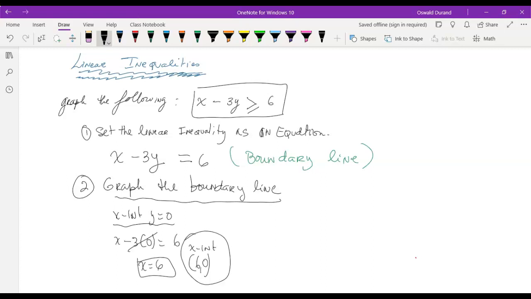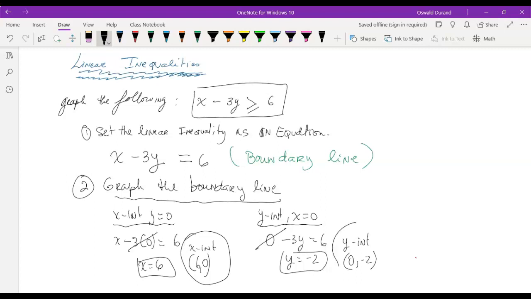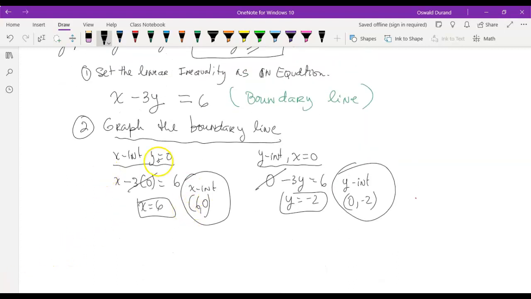Okay? Now I do the same thing with the y-intercept, and that's when x equals 0. That's going to be 0 minus 3y equals 6. Divide by -3, and I get y is equal to -2, right? So my y-intercept is (0, -2). That's my point. Okay? So now I can graph that, because I have the 2 points and I know the line's going to go through those 2 points.